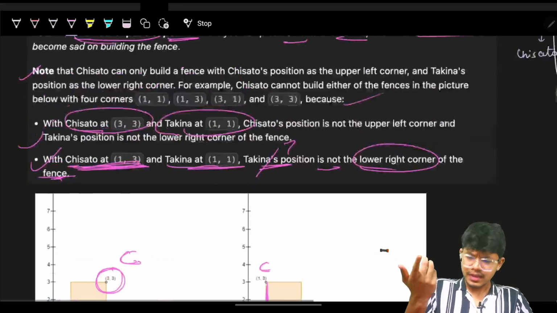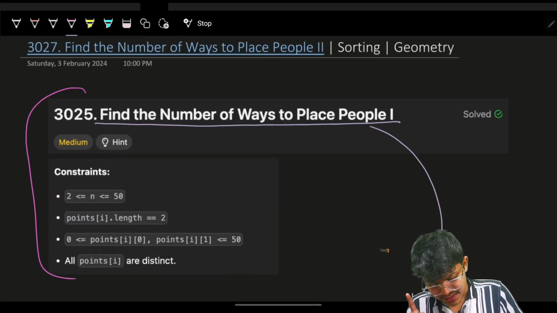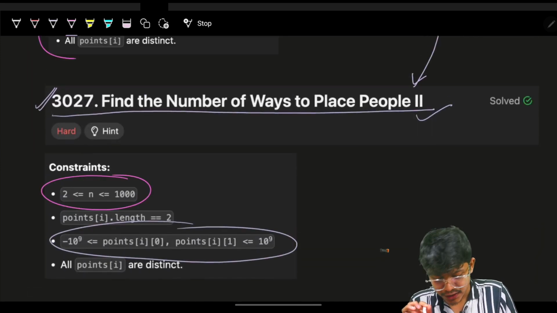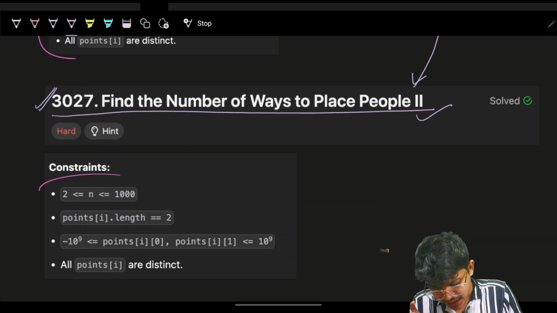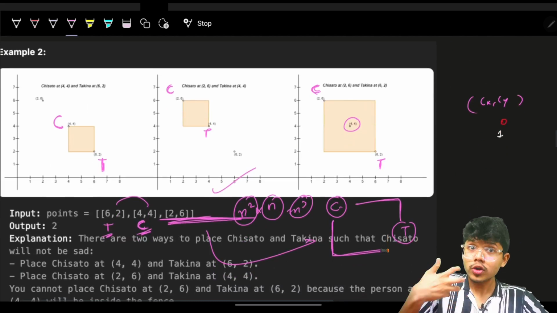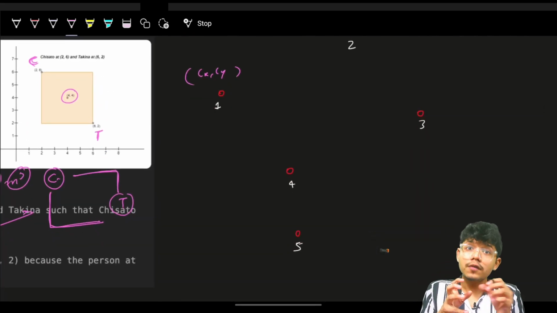But if it's an n cube algorithm, because of the first problem, this n cube can for sure work, but because of the second hard problem, n cube would not work. So n cube would not work for this specific case, but still we will see what the code of n cube looks like. Before that, let's have a quick glance at how we'll solve it.